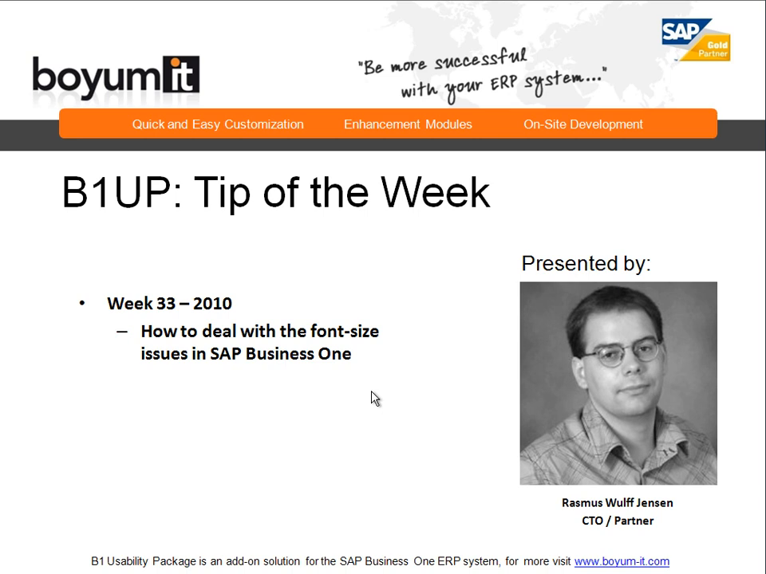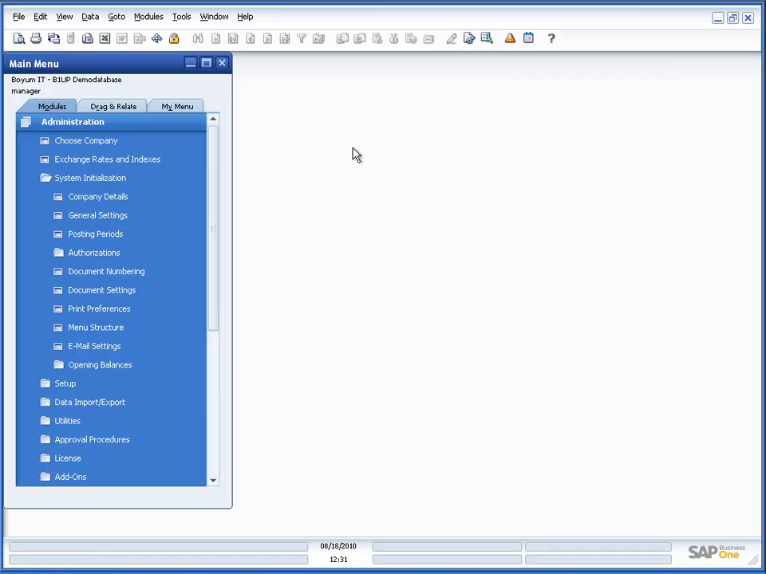We will see how to deal with the font size issues that are in Business One. So here we are in SAP Business One and I will show the issues using function buttons and the item placement tool, and how to fix them. Content creator is also affected, but the fix will be the same as for the item placement tool.